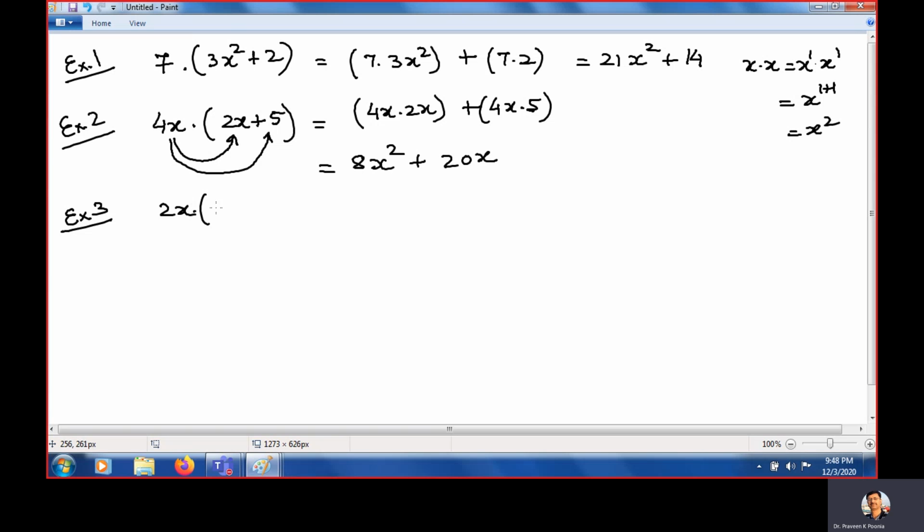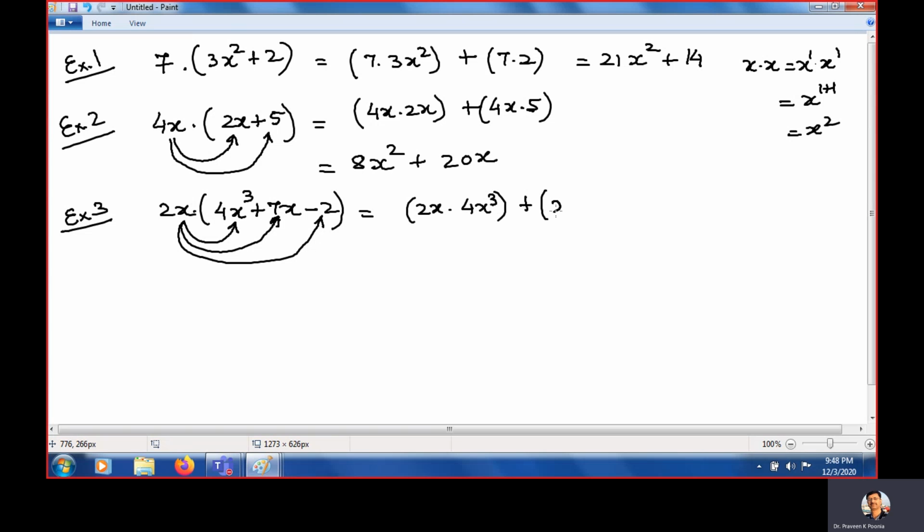Like 2x multiplied by 4x power 3 plus 7x minus 2. If you need to multiply this, how are we going to multiply? First multiply 2x here, plus here, plus and here. This is how you are going to multiply. So it will be 2x into 4x power 3 plus 2x into 7x plus 2x into minus 2, because a negative number is there.